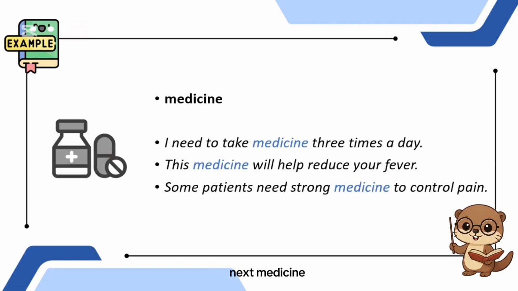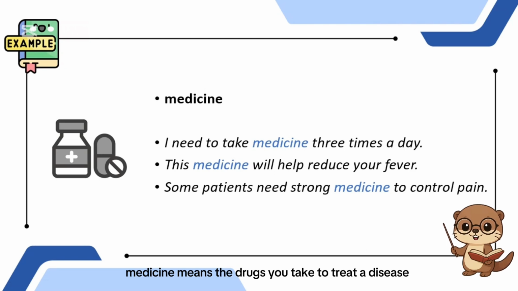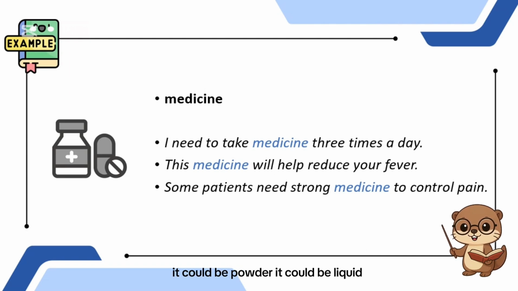Next, medicine. Medicine means the drugs you take to treat a disease. It can be in different forms. It could be powder, it could be liquid, it could be a pill or a tablet. Let's look at the 3 example sentences.